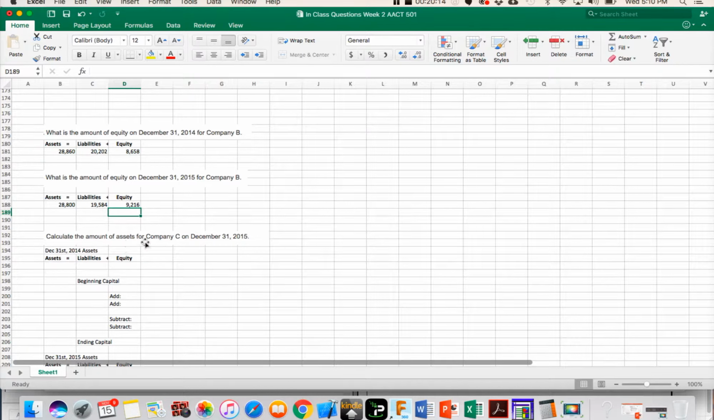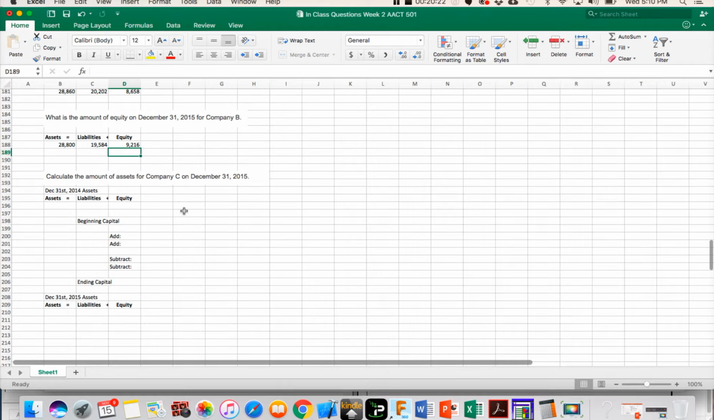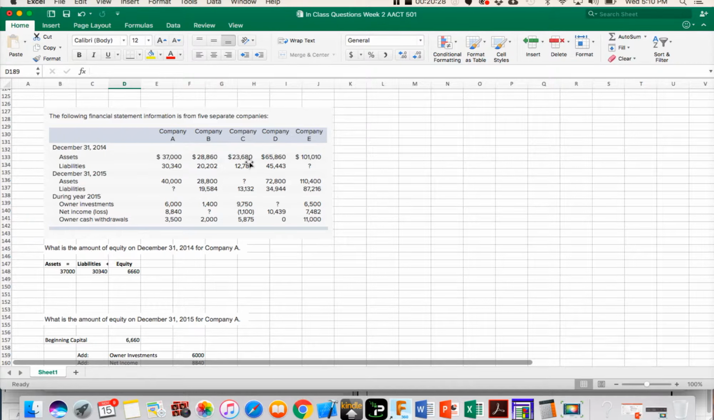Now, calculate the amount of assets for company C on December 31st, 2015. Okay, so how do we do that? It's the last one of this type. What are we given for company C? Okay, so we're given assets and liabilities, looks like we're going to have to work backwards on this. So we're after assets here. The way that we're going to do that is we're given assets and liabilities here. We'll find the equity here. And that will give us our beginning equity.